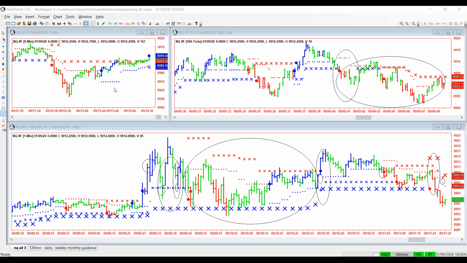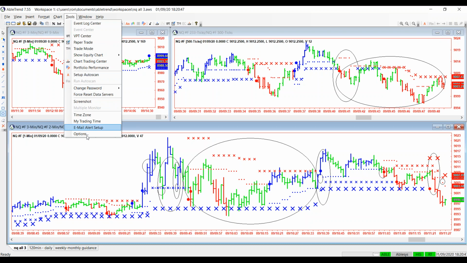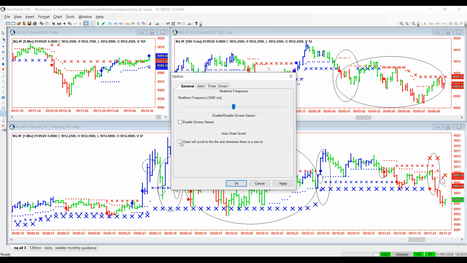How can I stop the chart from going back to the live market like you're doing? Tools, options, uncheck this box. Okay.